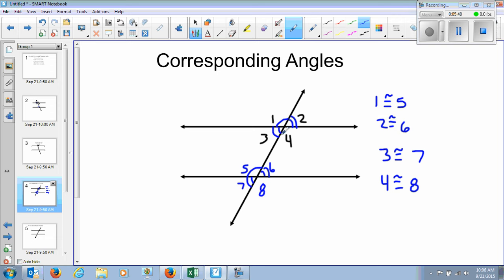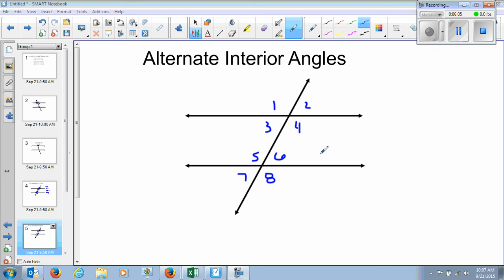And then lastly, angle 1 and angle 4 would be the same, and angle 4 and angle 8 are also corresponding angles. So these are our angle pairs that are congruent because they correspond down here with those angles up there. So whatever the measure of angle 1 is, the measure of angle 5 is going to be exactly the same. Same with 2 and 6, 3 and 7, 4 and 8. Those are corresponding angles.